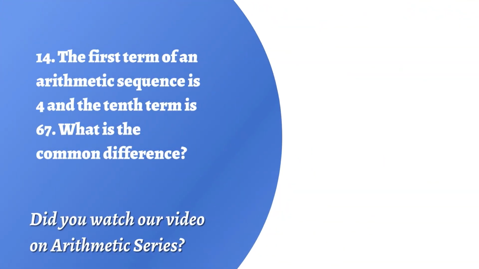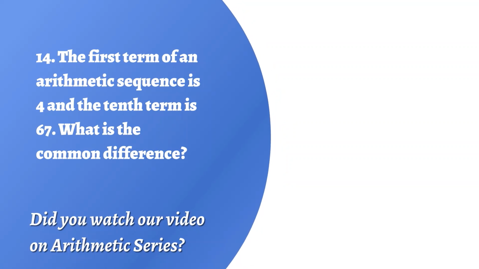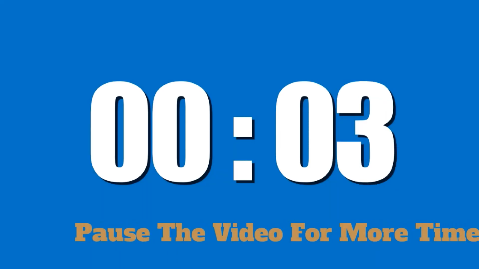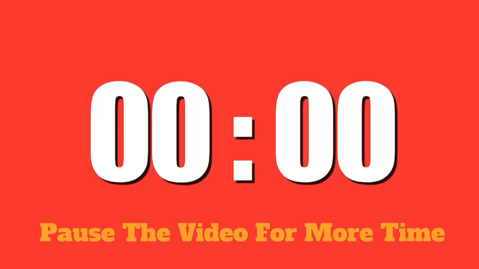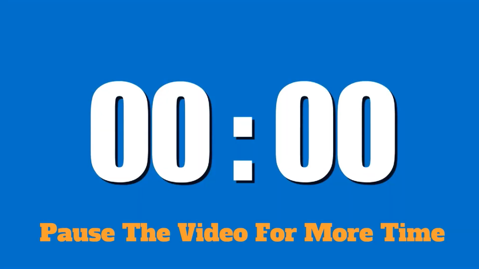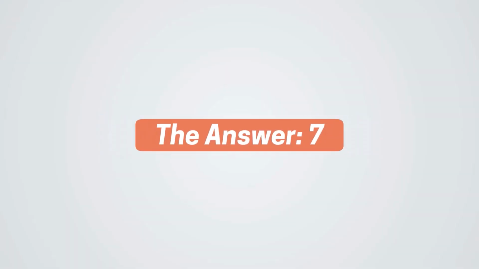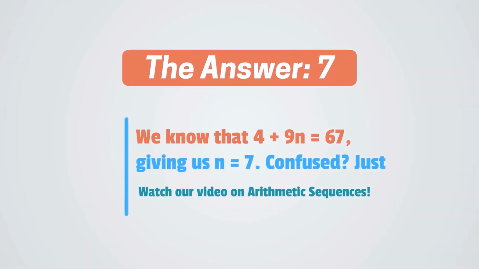Number 14. The first term of an arithmetic sequence is 4 and the 10th term is 67. What is the common difference? Did you watch our video on arithmetic series? Pause the video for more time to solve this problem. The answer is 7. We know that 4 plus 9n is equal to 67, giving us n equals 7. Confused? Just watch our video on arithmetic series.